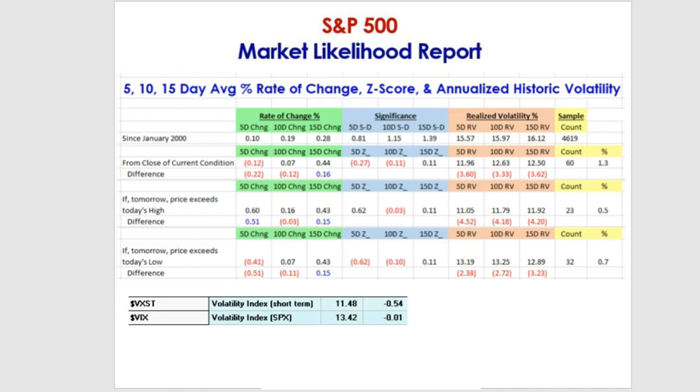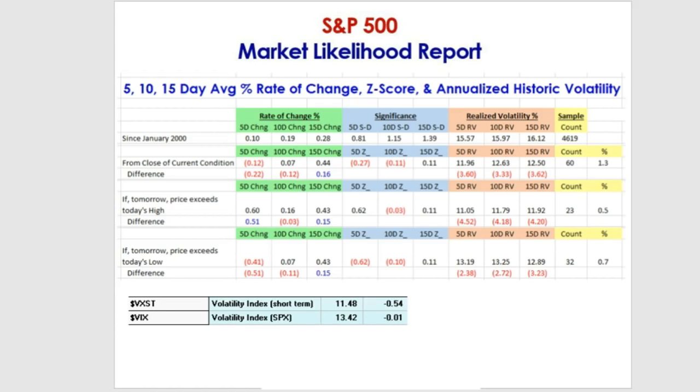Finally, we come to the market likelihood report. And what we're doing here is we're looking at first the benchmark level at which you see 5, 10, and 15 period rates of change.